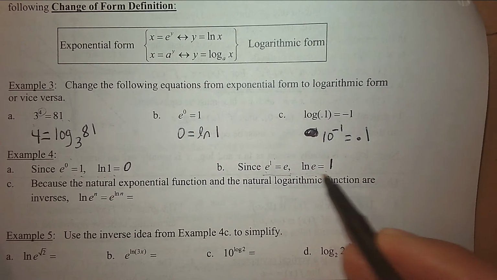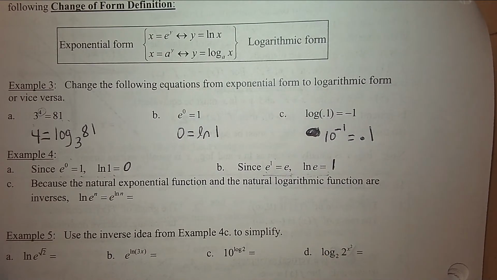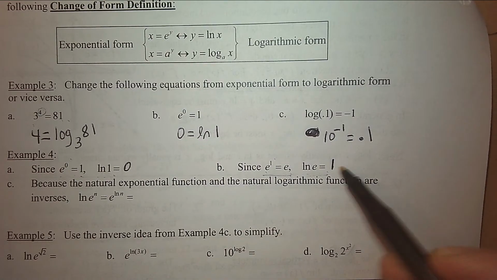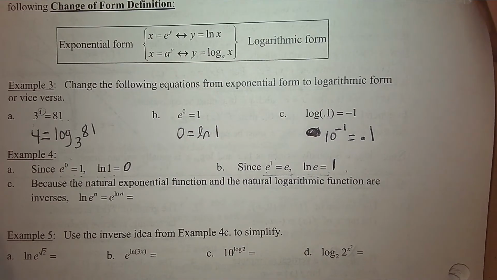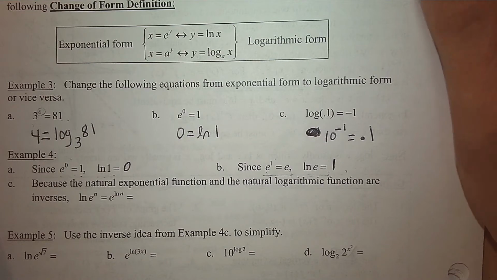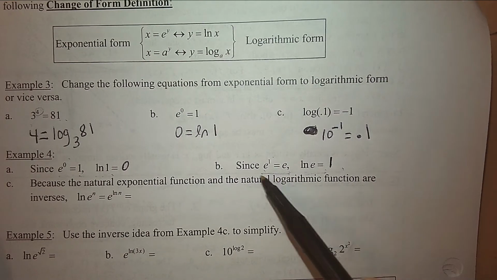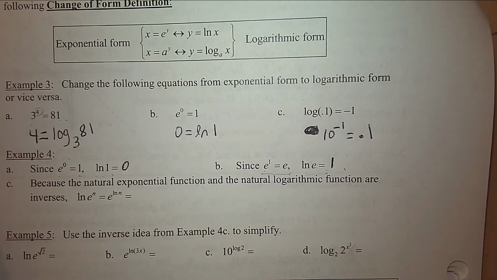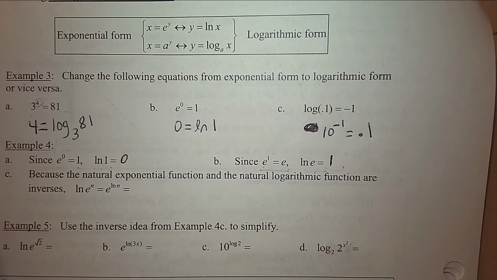These help you simplify things in calculus, because zeros and ones are good simplifiers when you see them. Can you see that e to the 1 equals e, and that follows ln e equals 1? This is what it means.